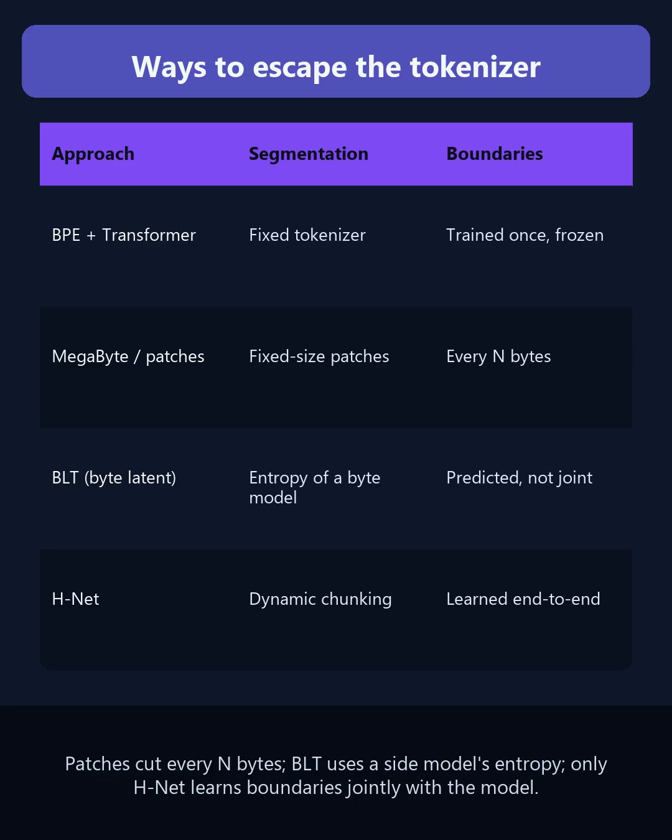HNet is not the first attempt to escape the tokenizer. Byte-level models like Megabyte chop the stream into fixed-size patches every few bytes, which ignores where content actually changes. The byte-latent transformer sets boundaries using the entropy of a separate small byte model, smarter, but still not learned jointly with the main network. HNet is the one that folds boundary finding into the model itself and trains it end-to-end, so the chunks reflect what the full model finds useful.